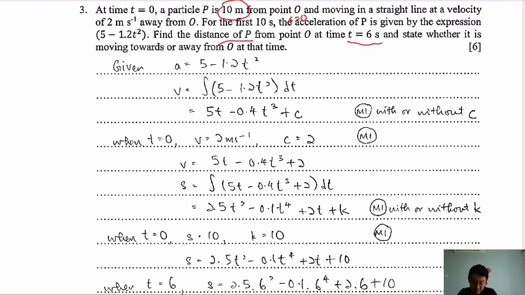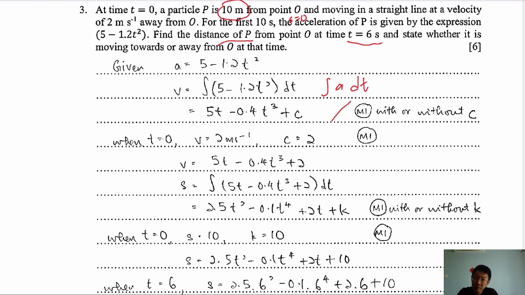Before we can find the displacement, we need to find the velocity first. For the velocity, we know that it is going to be integrate a with respect to t. We have got the expression for the a already here. So integrating the a will give us this expression, 5t minus 0.4 t cubed plus c. For this one, a mark is given for the correct integral result, whether or not we actually include the c. As long as we get this correctly with or without c, then we'll get the first mark.